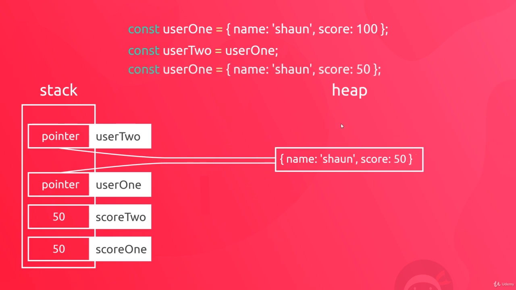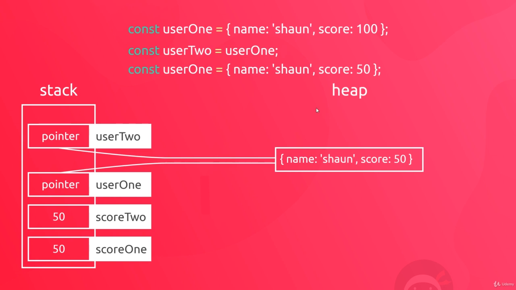So if in the future I say, okay, well, user1 is now going to get updated, I'm going to change the score to 50. So now this new object is stored on the heap. And what that means is if we access user1 in the future, it's going to get this pointer, which points to the object and bring back this object. If we access user2, it gets this pointer. This also points to the same object, and that gets that object as well. So when we update user1, it's also really updating user2 because they both point to the same object.